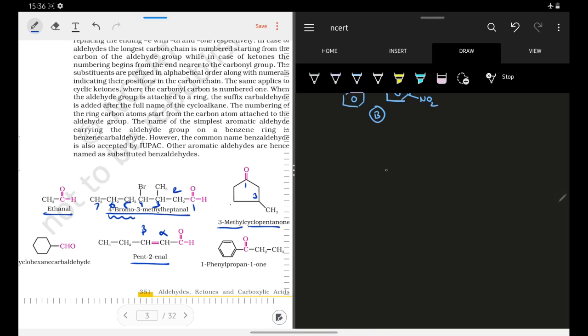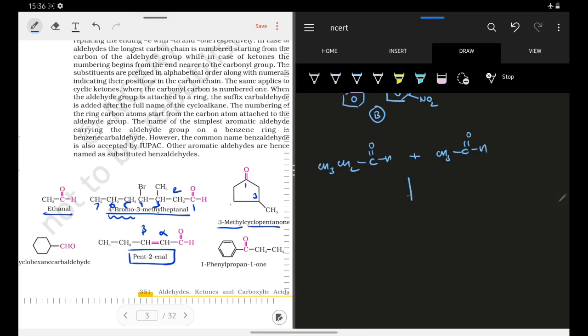So now if I ask you how can you form pent-2-enol from aldol condensation, what would be your initial precursors that you would use? The initial reactants that you would use would be CH3 CH2 C double bond O H, first would be this, and your second compound would be CH3 C double bond O H.